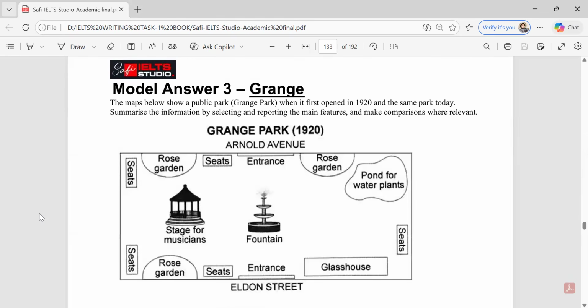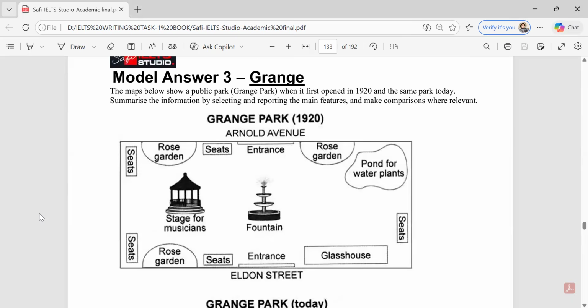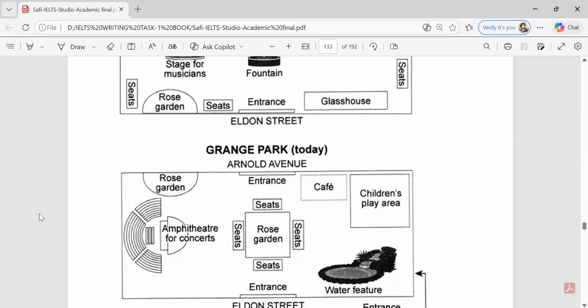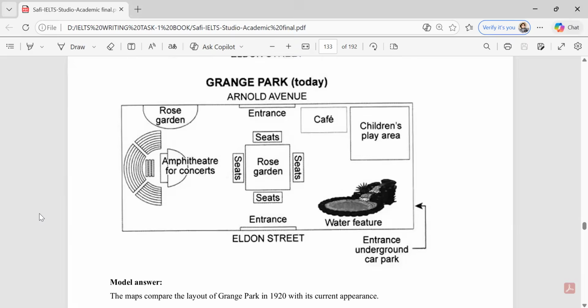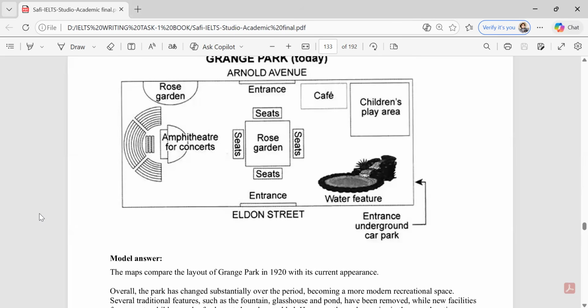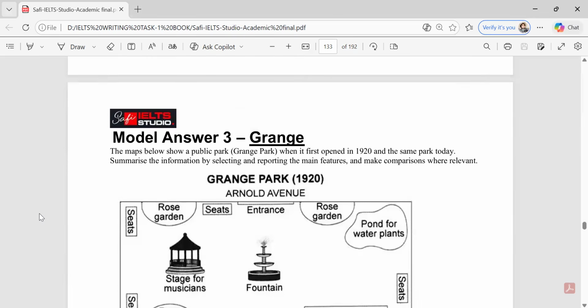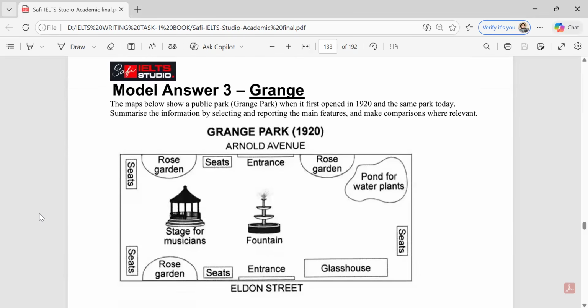अब इसका देखें, ये 1920 का है और दूसरा किस चीज का है? टुडे. तो हमने एक पास्ट में लिखना है और द सेकेंड वन वी नीड टू राइट इन द प्रेजेंट. अब आप देखिए यहाँ पे, दिस इज व्हाट यू हैव, वही 4 पैराग्राफ स्ट्रक्चर हमने फॉलो करना है. द मैप बिलो द मैप्स, तो मैप से शो public days when it first opened in 1920 and the park, the same park today.